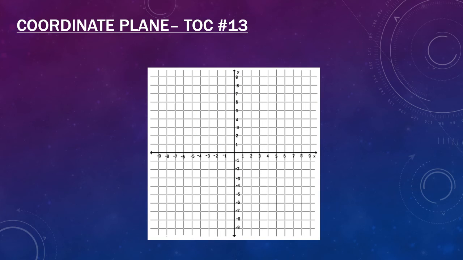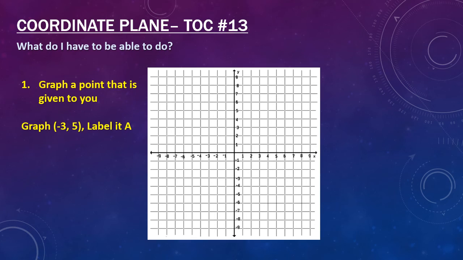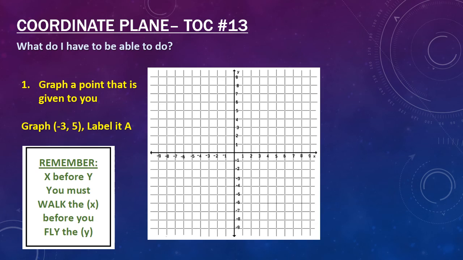Okay, so again, at the very top, I want to talk about how do you plot a point. And this is kind of new for you. Some of you have had it in 5th grade, but some of you haven't seen it before, so pay attention. You have to be able to graph a point that is given to you. For example, if they say, where is point -3, 5, I want you to put it on the coordinate plane and then label it letter A. So I have to start at my origin, which is 0, 0 in the middle. Don't forget, X before Y, walk before you fly.